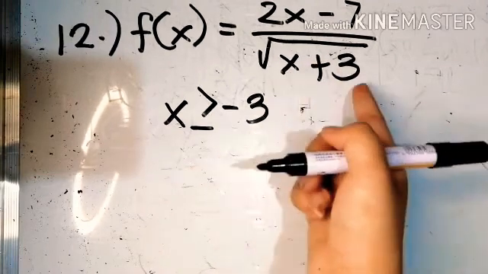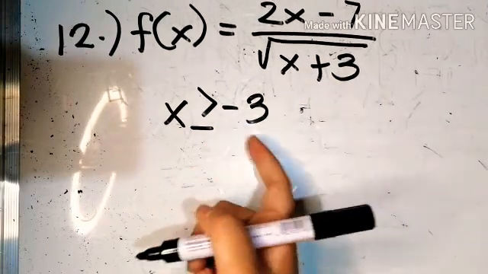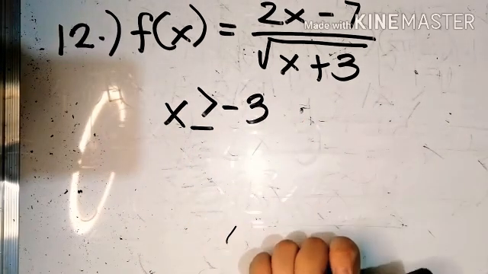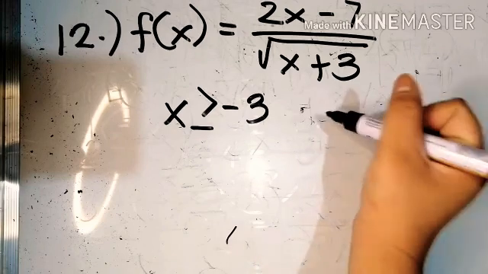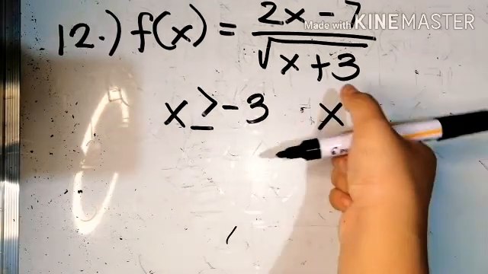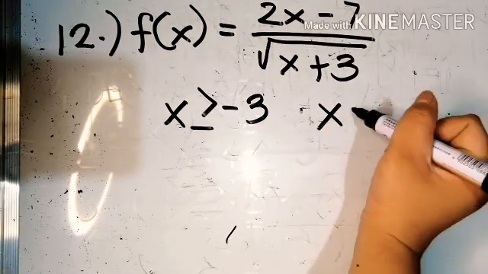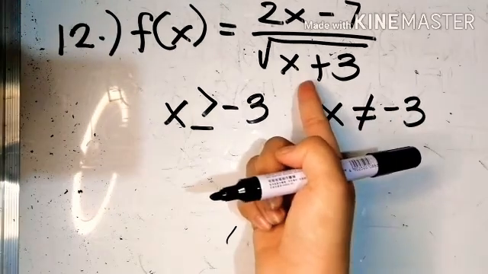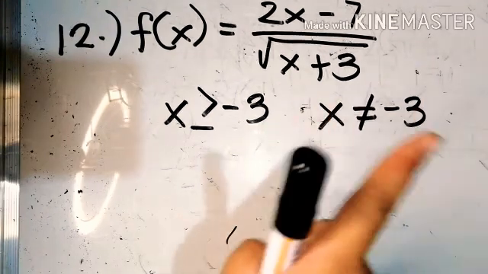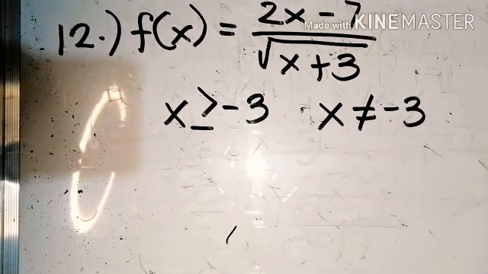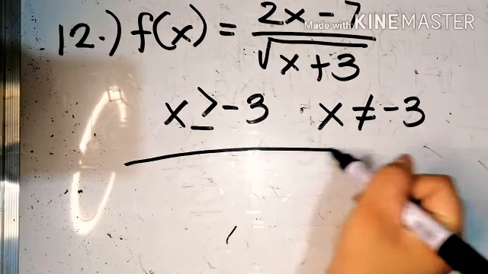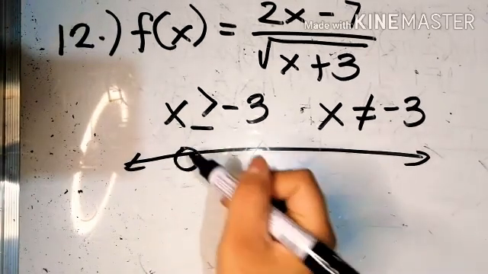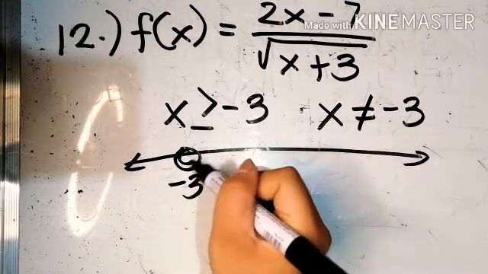Kasi kapag sinubstitute natin negative 2, mas mataas sa negative 3. Negative 2 plus 3 is equal to 1. So, hindi dapat siya mas mababa sa negative 3. Hindi pwede yung negative 4. Okay? Negative 4 plus 3 ay negative 1. Hindi pwede. Hindi rin pwede yung negative 3 kasi kapag pinag-substitute natin siya, hindi siya magiging pwede sa rational function. Magiging siya 0. So, bawal ang may 0 sa baba kapag rational function.